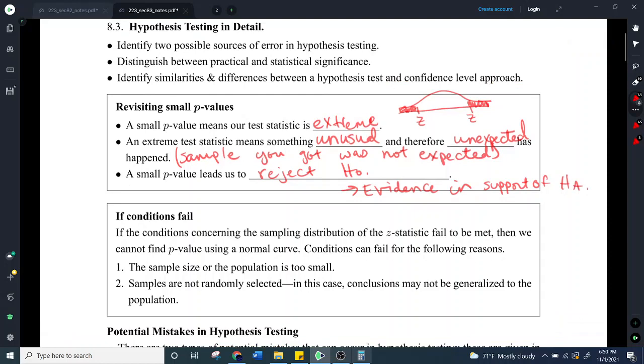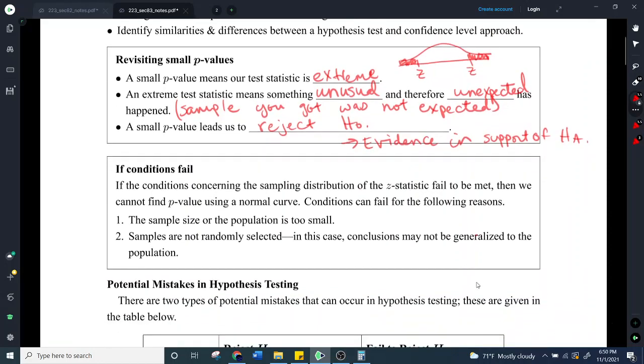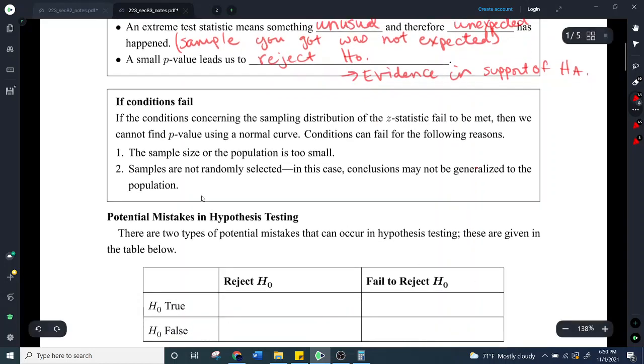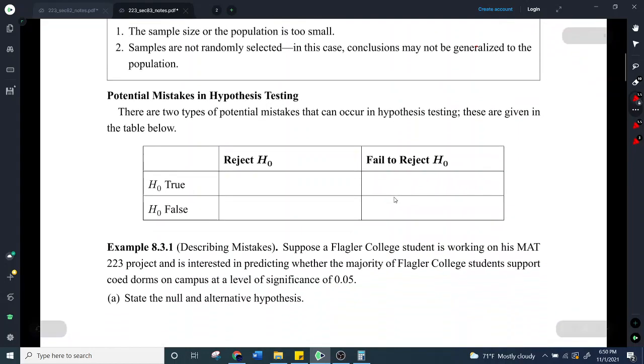If the conditions concerning the sampling distribution of the z-statistic fail to be met, then we cannot find a p-value using a normal curve. So remember those three conditions that we talked about. The central limit theorem still has to apply, and that's why it's important for those conditions to be met. Sometimes that can happen if the samples are not randomly selected or if the sample size is too small. Those are usually the two situations where that could be an issue.